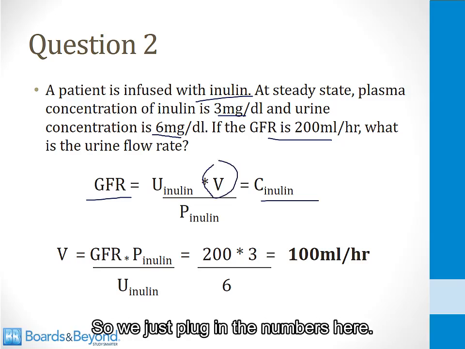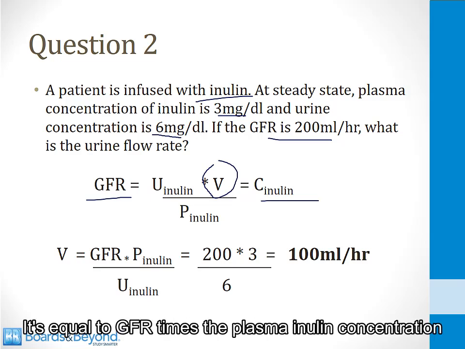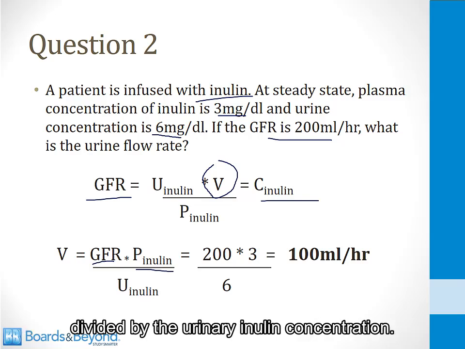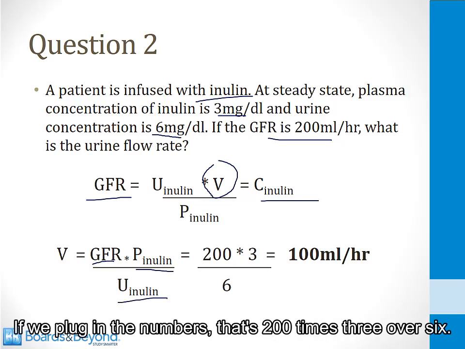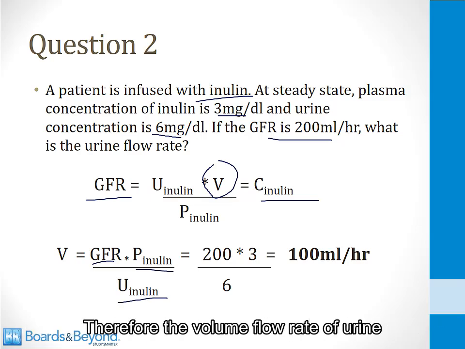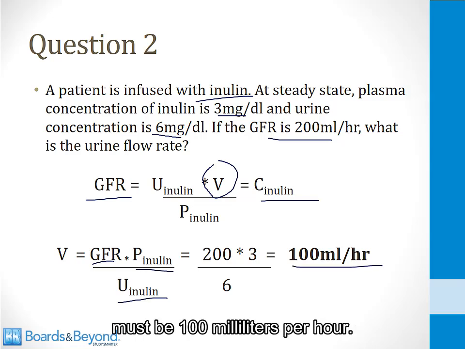So we just plug in the numbers here. We solve for V. It's equal to GFR times the plasma inulin concentration divided by the urinary inulin concentration. If we plug in the numbers, that's 200 times 3 over 6. Therefore, the volume flow rate of urine must be 100 milliliters per hour.